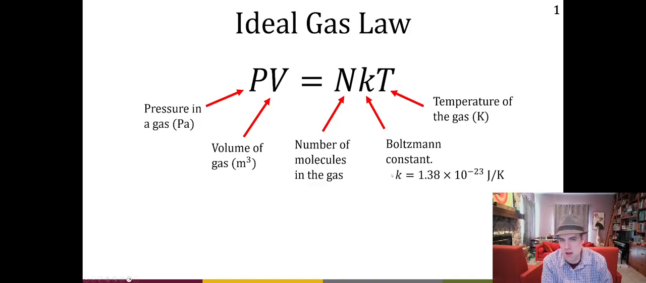Now this Boltzmann's constant is just kind of like a unit conversion. That's what I want you to think about it as. We as scientists chose how long a meter was and what the definition of a Kelvin was. Because of those definitions that we chose for those units, this is going to convert between pascals, meters cubed, Kelvin, and number of molecules, okay? And the value here is 1.38 times 10 to the negative 23rd.